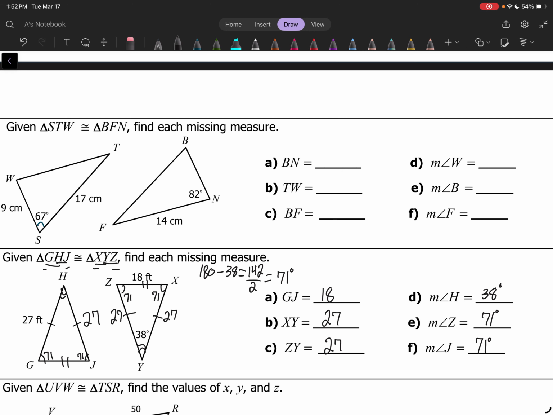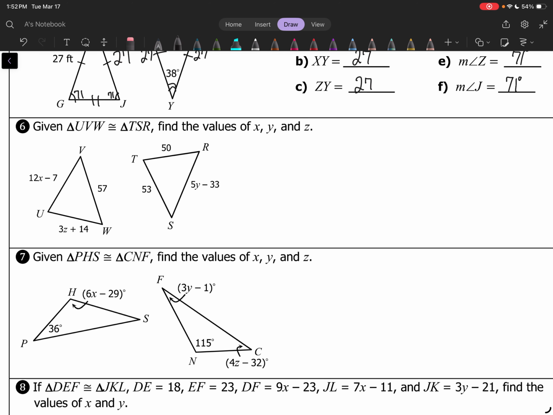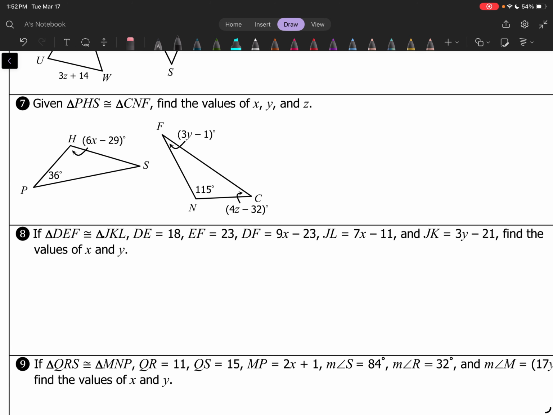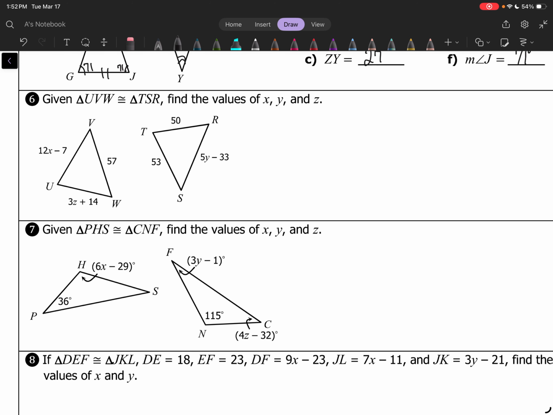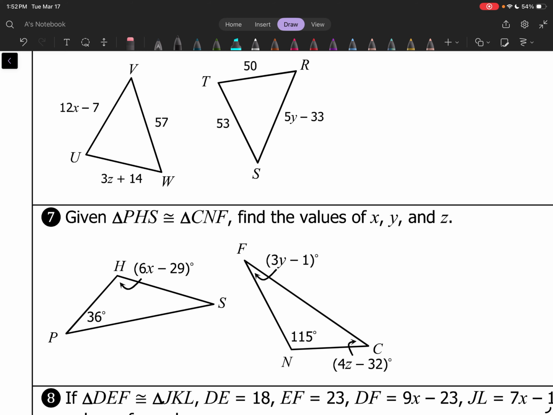Try number 4. I want to look at number 7. And I'll let you try number 6. Given the triangles are congruent, find the values of X, Y, and Z.